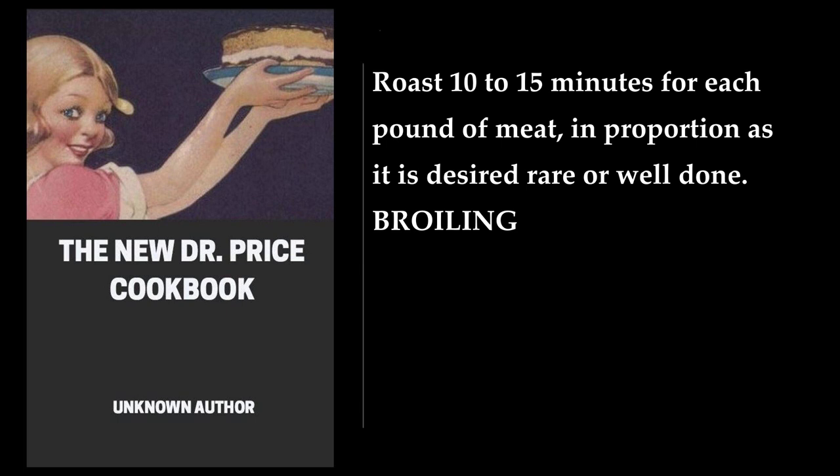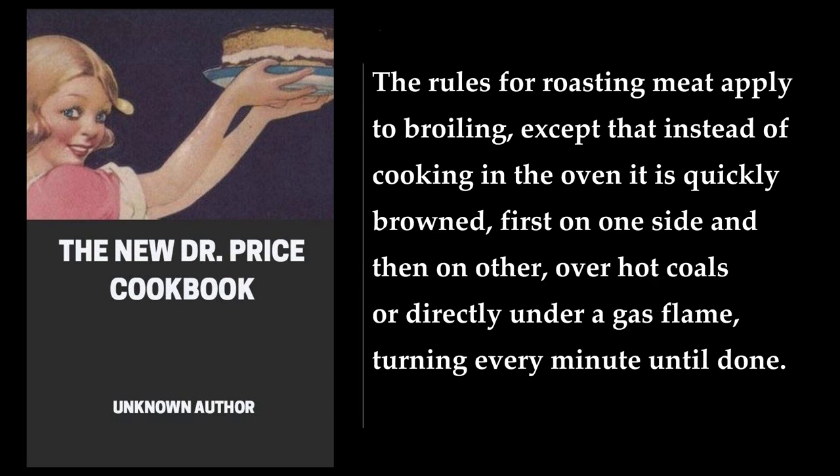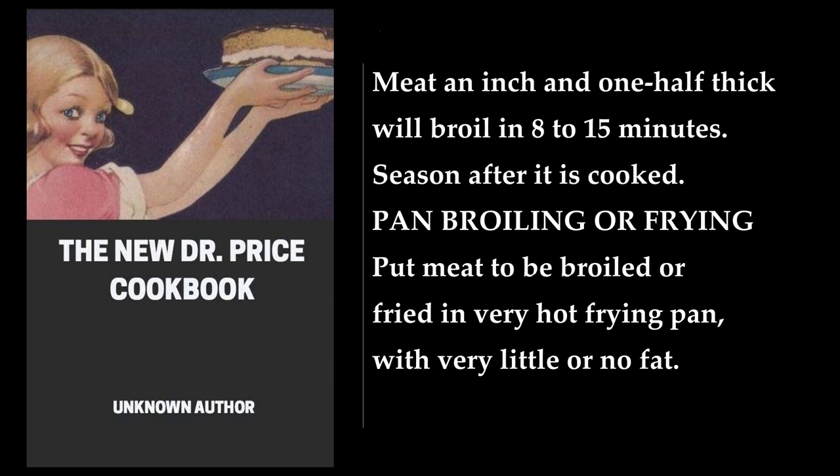Broiling. The rules for roasting meat apply to broiling, except that instead of cooking in the oven it is quickly browned, first on one side and then on other, over hot coals or directly under a gas flame, turning every minute until done. Meat 1½ inches thick will broil in 8 to 15 minutes. Season after it is cooked.